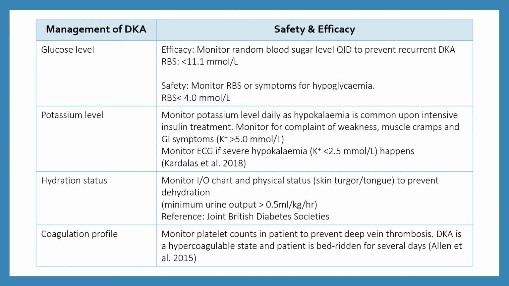For the monitoring plan of DKA, we should monitor the random blood glucose level 4 times daily to prevent the recurrence of DKA and hypoglycemia. Besides, we should monitor the potassium level daily and monitor the complaint of weakness, muscle cramps, and GI symptoms. If severe hypokalemia happens, we should monitor the ECG. Besides, we should monitor the IO chart and physical status such as skin turgor and tongue to prevent dehydration, and monitor the platelet count to prevent deep vein thrombosis.